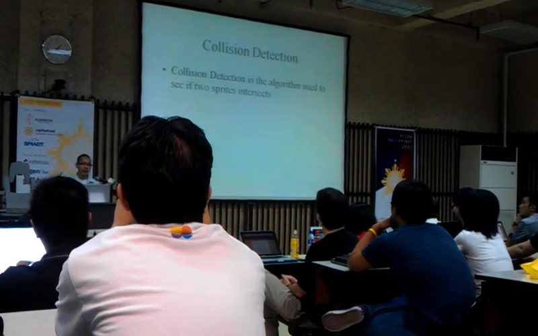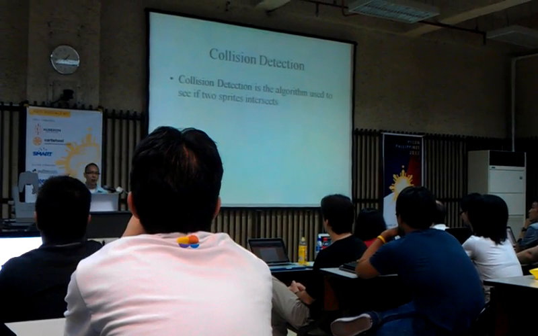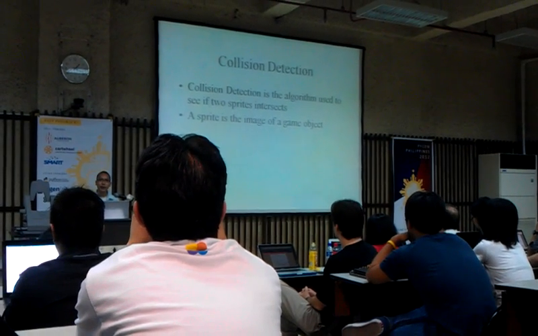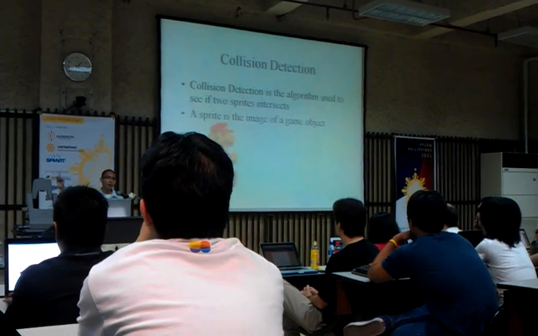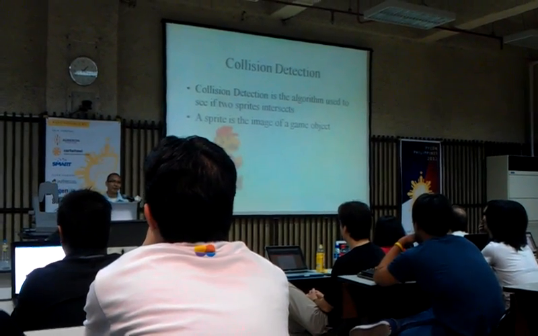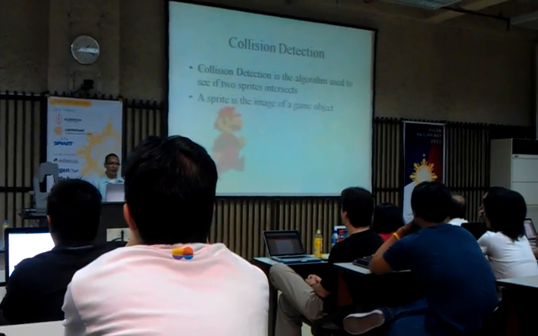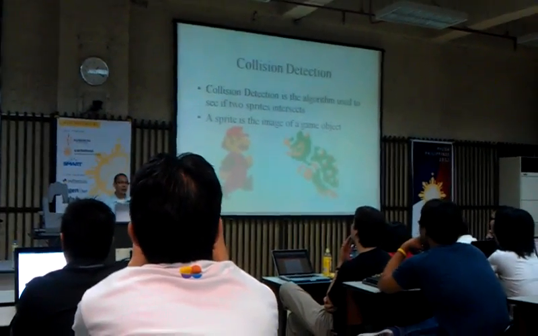Collision detection is the algorithm used to see if two sprites intersect. What are sprites? A sprite is the image of a game object. This character from Italy is an Italian plumber from Italy. And this dinosaur are sprites.